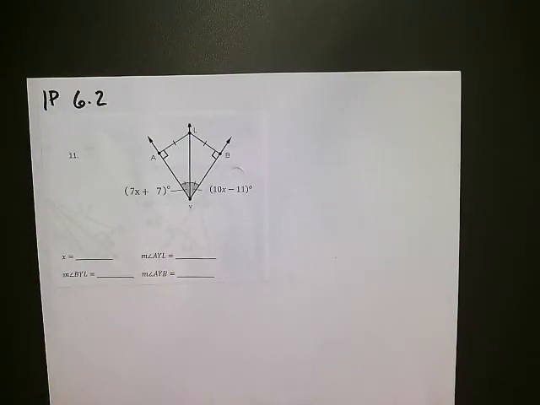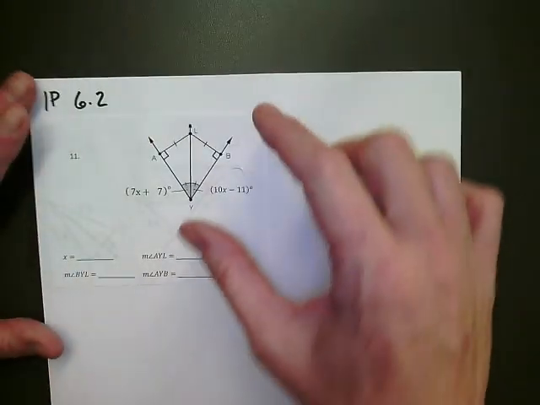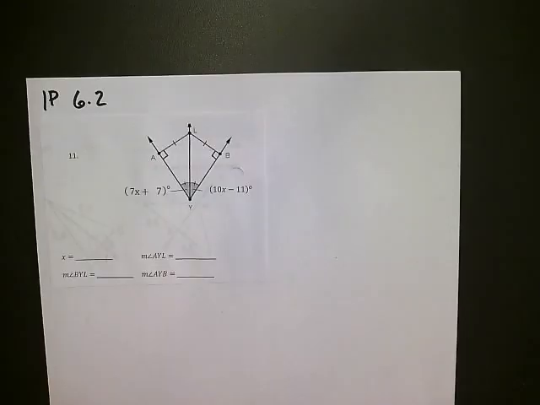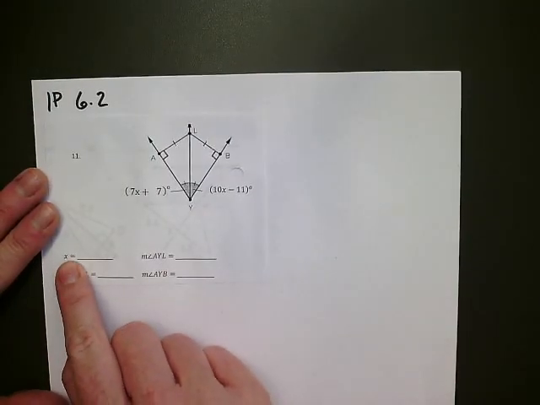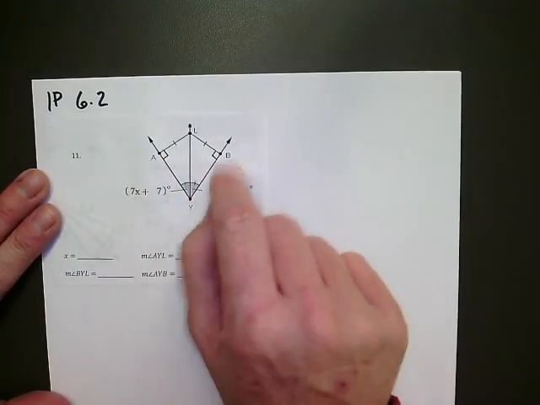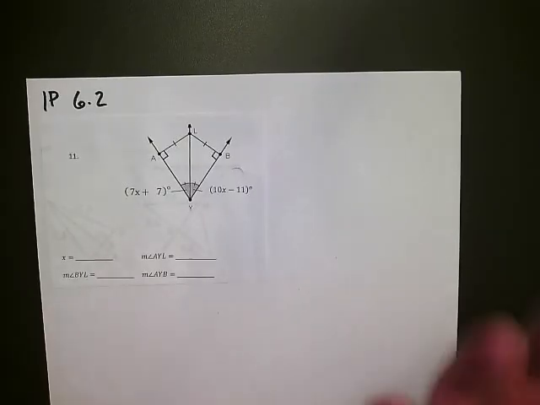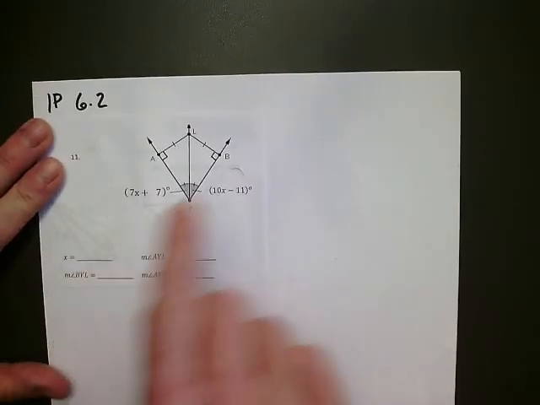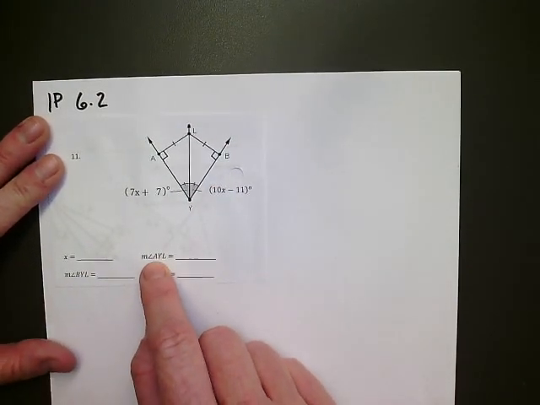Right, we're looking at independent practice 6-2. This is problem number 11. We've got this lovely little diagram right here, and we are asked to do 4 things. We are asked to solve for x, so there should be some information in this picture that allows us to set up an equation and solve for x. And then we're going to use x to find the measure of 3 different angles.